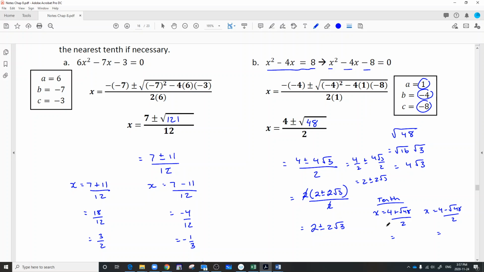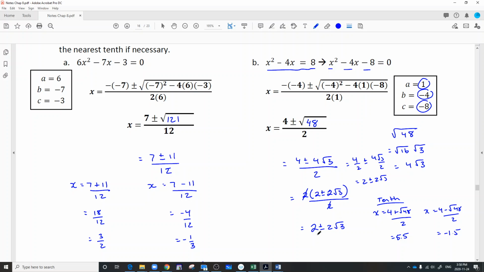So if we plug this into our calculator, we've got 4 plus the square root of 48, have to hit equals or use brackets around your numerator, and now divided by 2. To the nearest tenth, we get 5.5 as an answer. If we plug in the next one, we go 4 minus the square root of 48, hit equals or make sure your numerator's in brackets, and then divided by 2, you get negative 1.5.